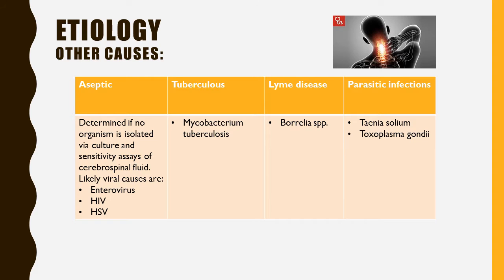This chart lists the additional possible causes if no organism is isolated via culture and sensitivity of CSF fluid. Listed in this table are examples of different viruses that can cause meningitis, such as HIV for aseptic meningitis, TB, Lyme disease, or parasitic infections.